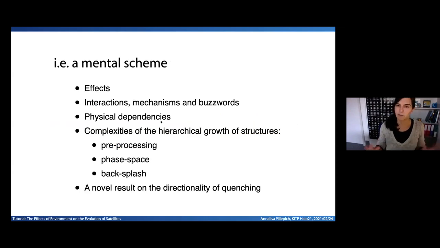And so with this mental framework, we're going to discuss what effects we are even talking about, and what mechanisms have been considered as possible causes for such effects, with some physical dependencies. But I want to highlight how the hierarchical growth of structure complicates our interpretation a lot. And finally, I want to close with a result which we call the directionality of quenching. You will see from time to time things to keep in mind as a note.